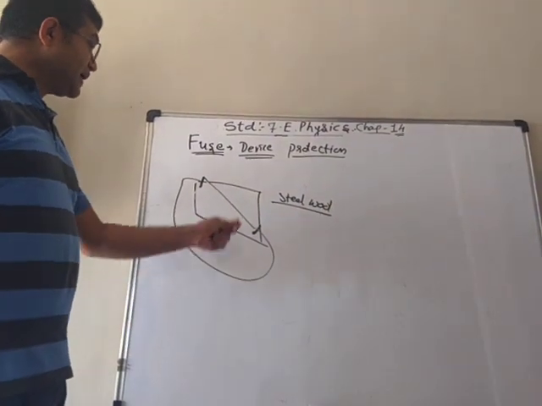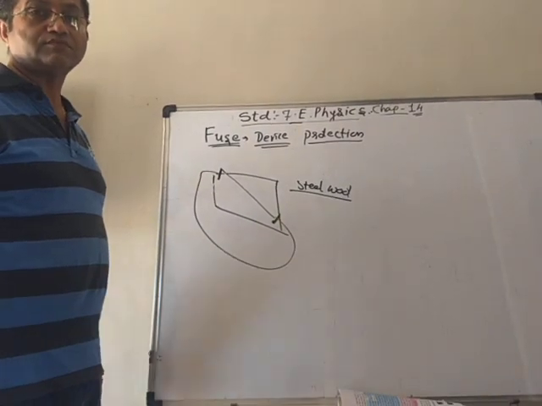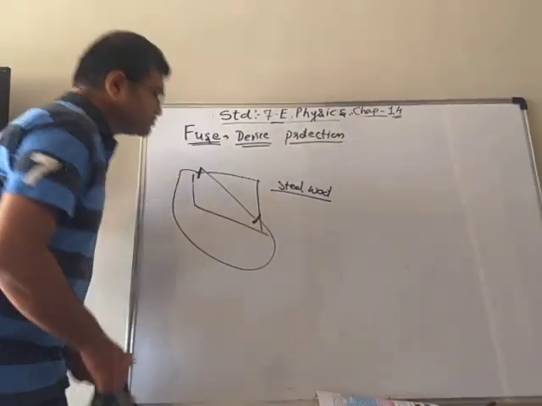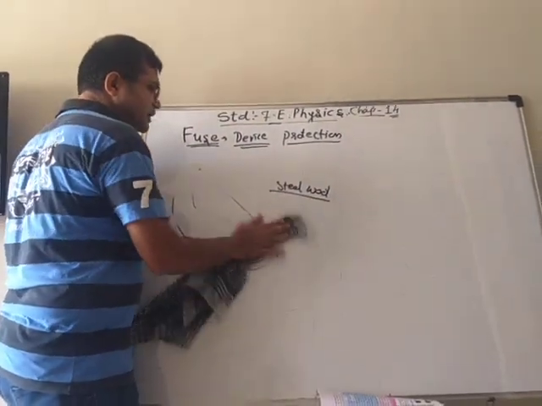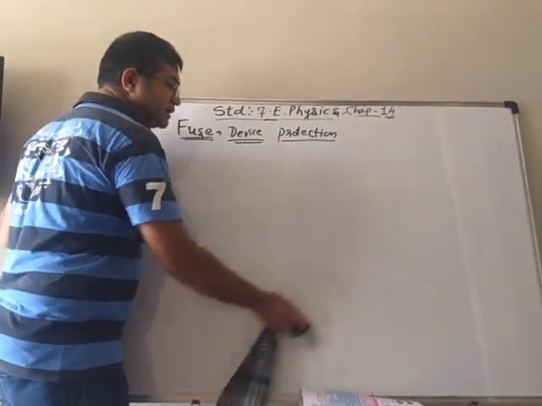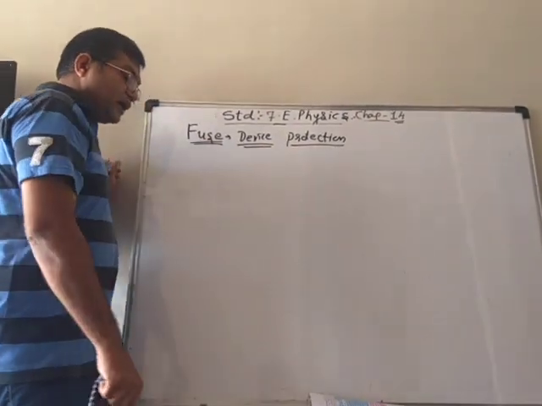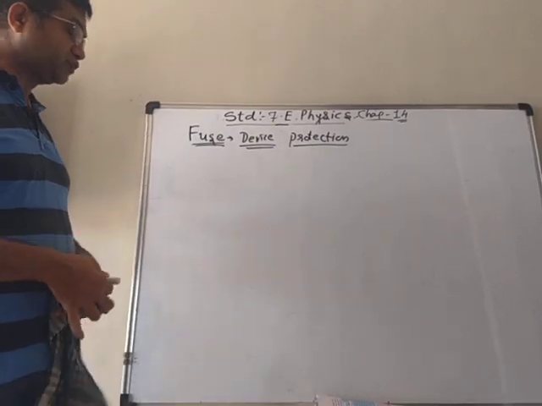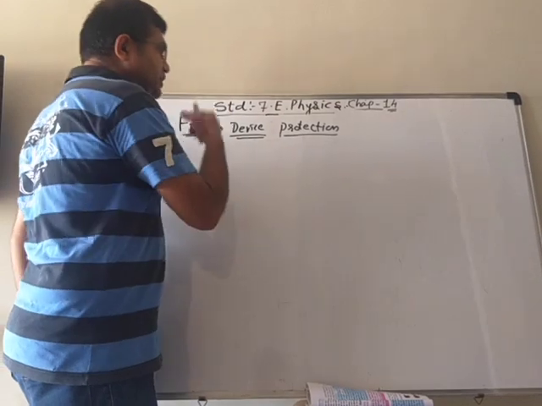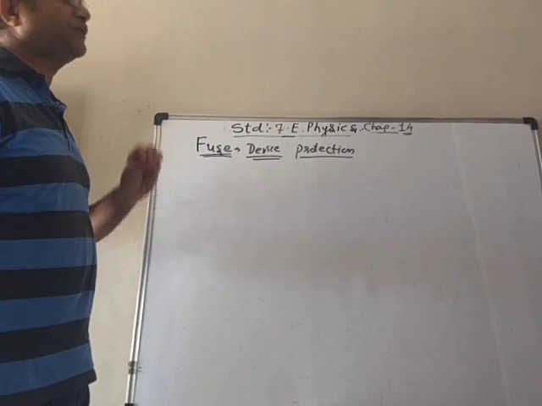Then what will happen? As the electricity passes through it, it will melt down. Why? Because when the electricity passes through it, it gets hot and its melting point is very low. So when it gets a little hot, it starts melting. And that is also our heating effect of electricity. And this heating effect is used to make a fuse. The fuse is the device to get protection.